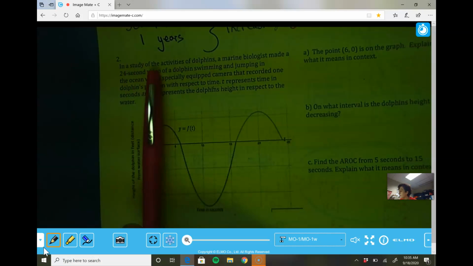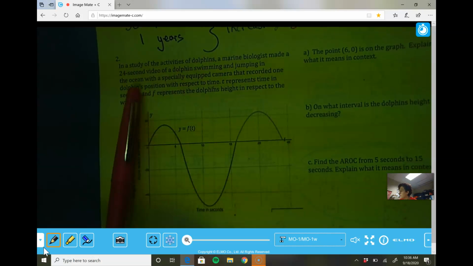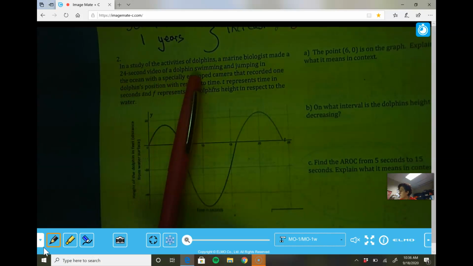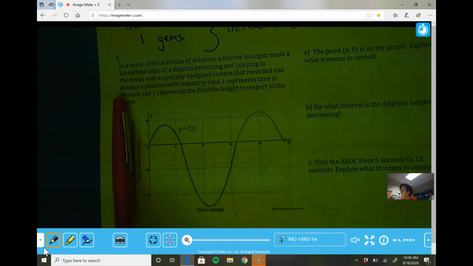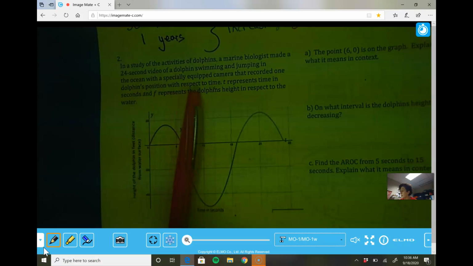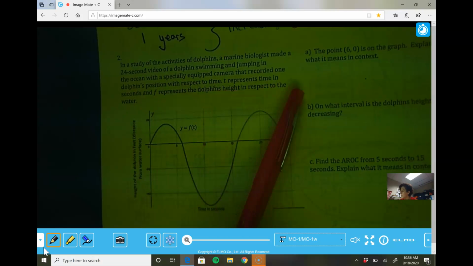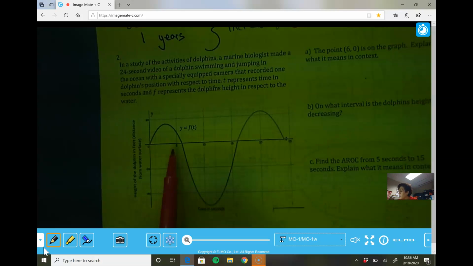So in a study of the activities of dolphin, a marine biologist made a 24-second video of a dolphin swimming and jumping in the ocean with a specially equipped camera that recorded one dolphin's position with respect to time. So T represents time in seconds. That's our x-axis. And if you look, they're numbering by fives, but there's also all these little lines. So actually each little line is 1, 2, 3, 4, 5, 6, 7, 8, 9, 10.